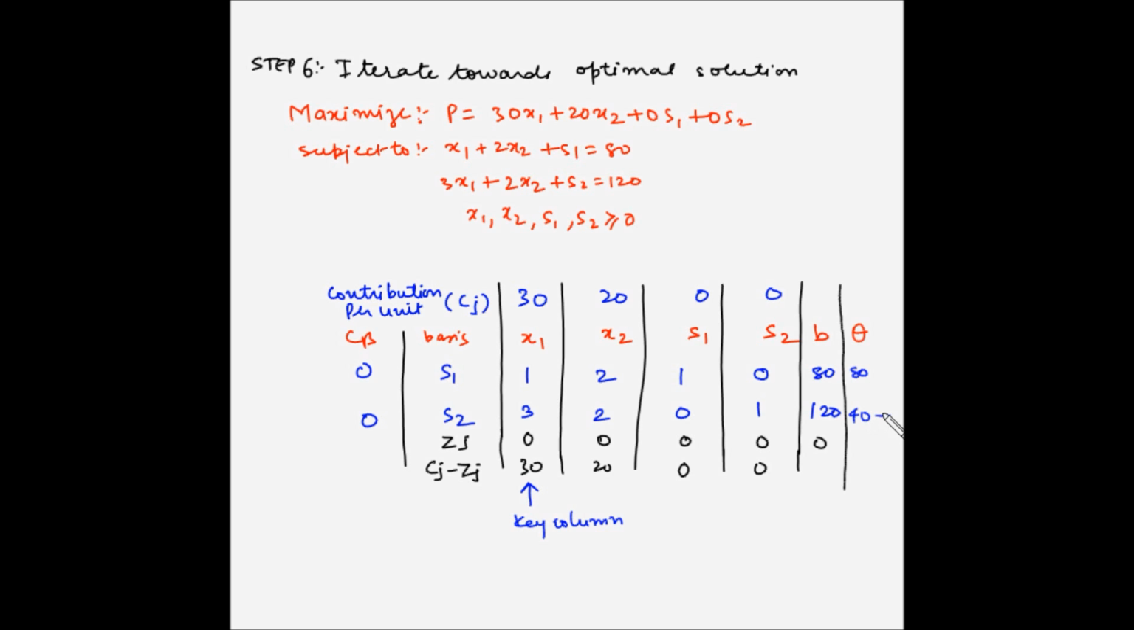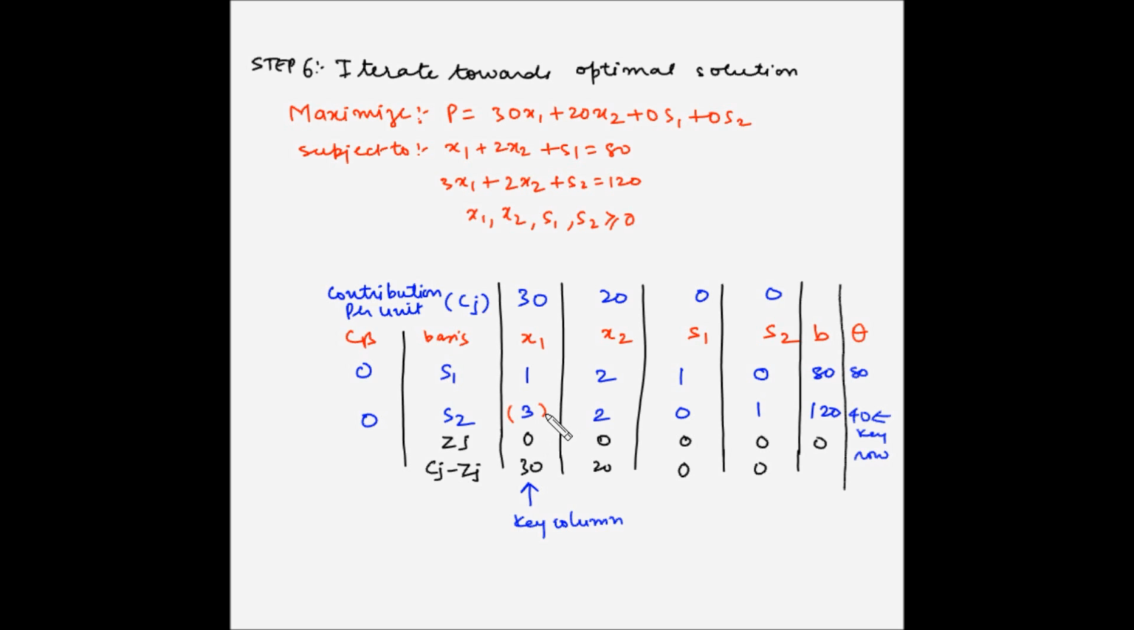So this 40 is the lowest non-negative ratio, and this row will become the key row, and the variable of this row, that is S2, becomes the departing variable. Also, the element at the intersection of key row and key column becomes the key element, which is enclosed in the brackets as shown.